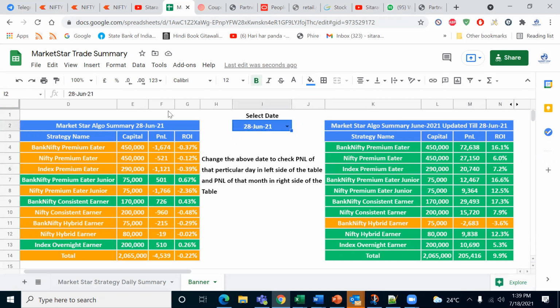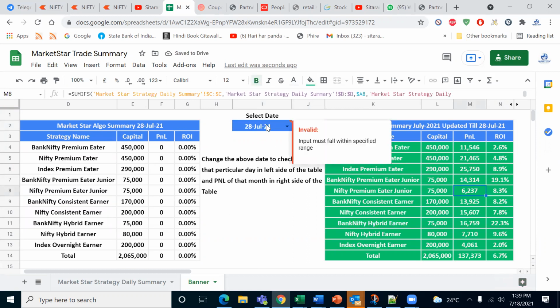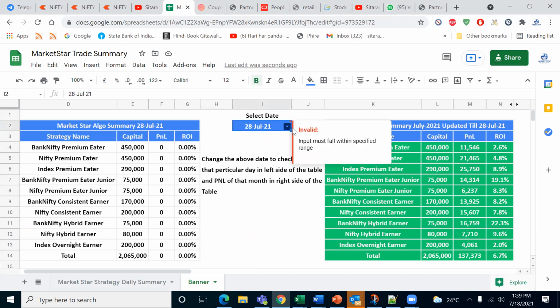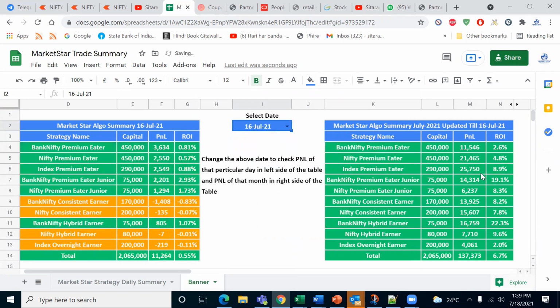And in the month of July, again, it is going pretty good. July month so far, 28 July has not happened anyway. So July month so far till 16th or 18th of July, the strategy has given 25,750 rupees. Still half the month left, so I'm expecting around 40,000 by this month end.